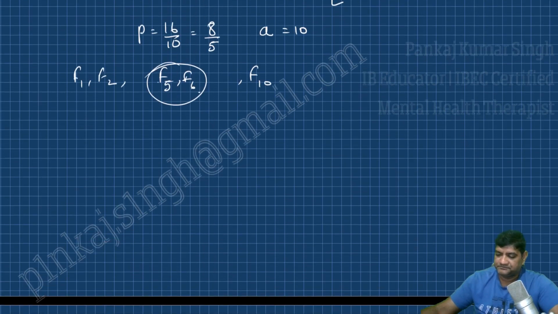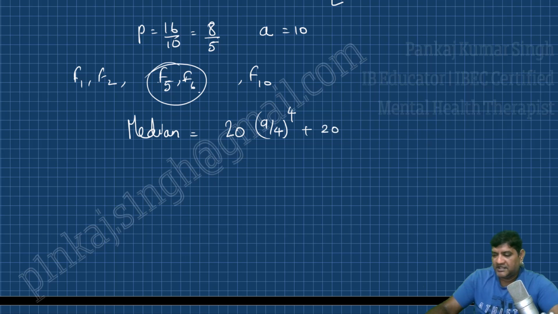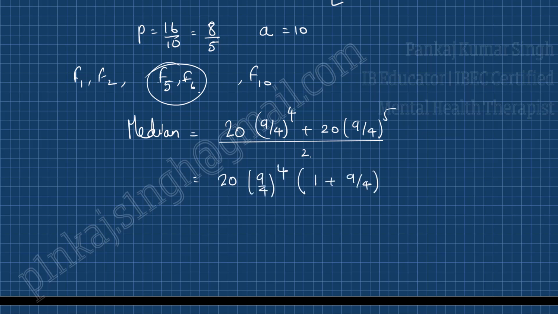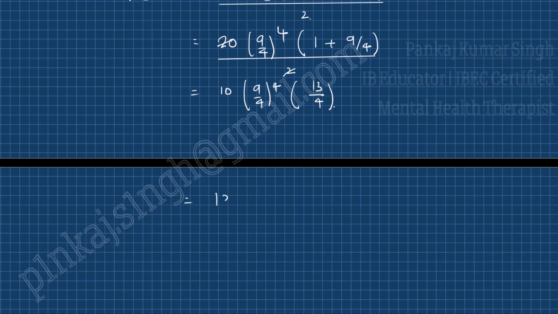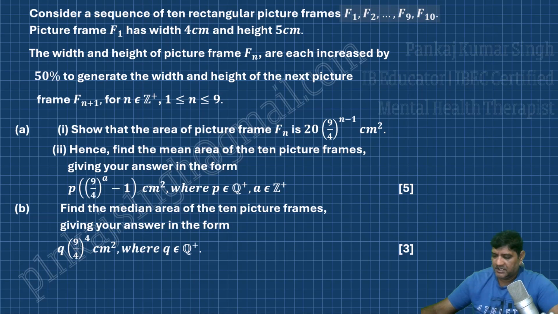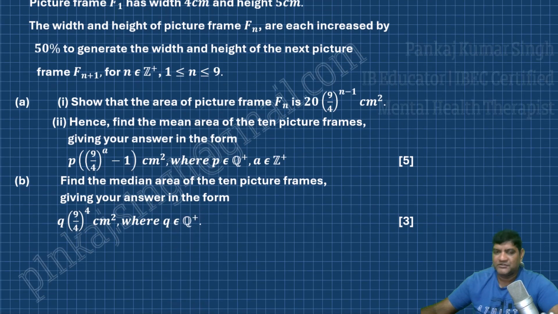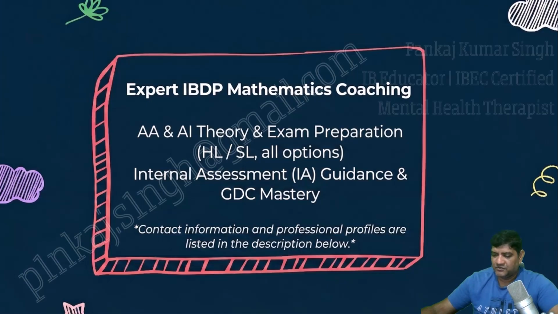So the median is simply equal to 20 into 9 by 4 to the power of 4 plus 20 into 9 by 4 to the power of 5, and that's divided by 2. And therefore I can confirm that Q is going to be equal to 65 by 2. That's it for this video. Thank you.